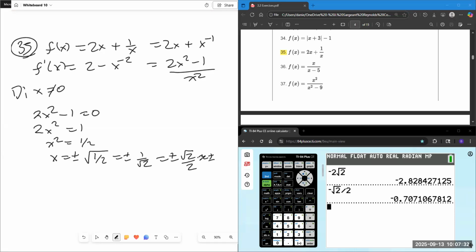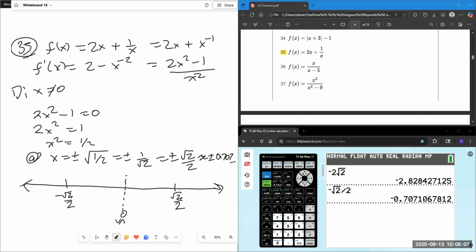So plus or minus 0.707..., that we're going to need to have an idea where it's at on the number line. So we have 0 that I'm going to show as a dashed line as a vertical asymptote here. And then I have negative root 2 over 2, and I have positive root 2 over 2 over here as my critical numbers. So this is part A for my critical numbers. Don't forget that vertical asymptote when you do part B here.